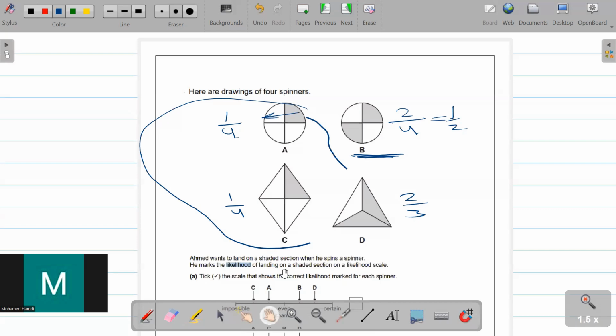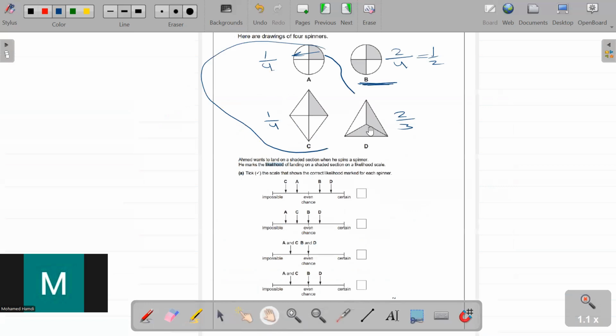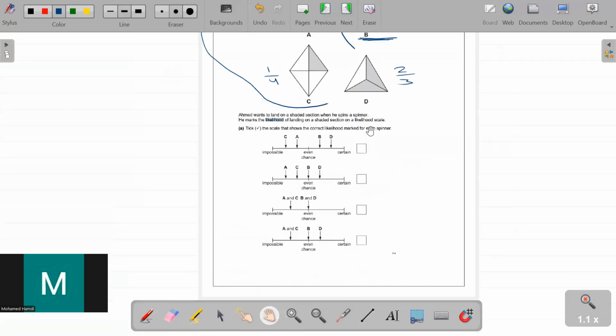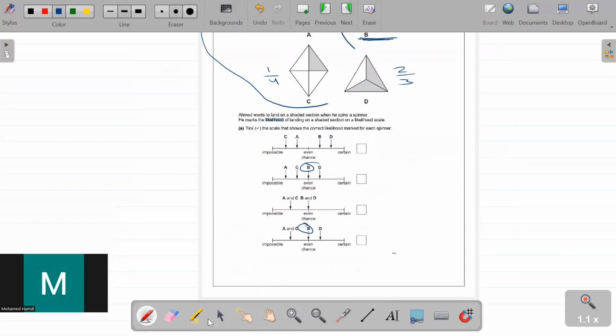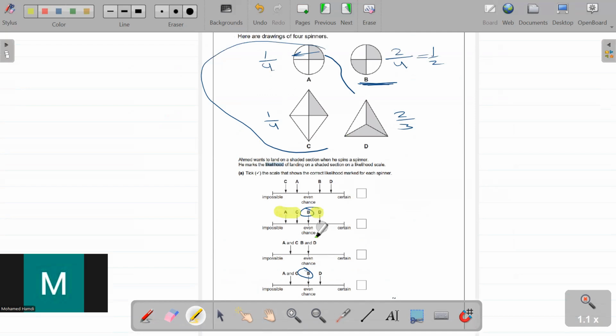Let's check the choices. We need B to be an even chance. So we have two choices exactly that have B on an even chance, and we need A and C unlikely and D likely, or greater than 1 half. You can check and use the second choice.